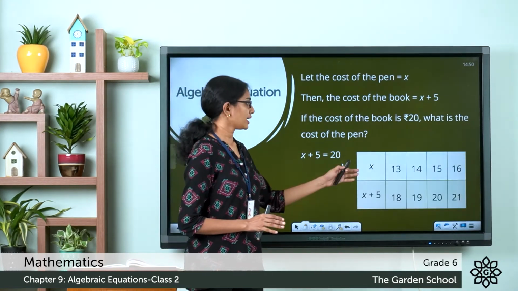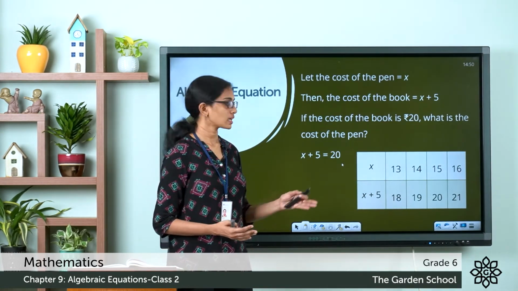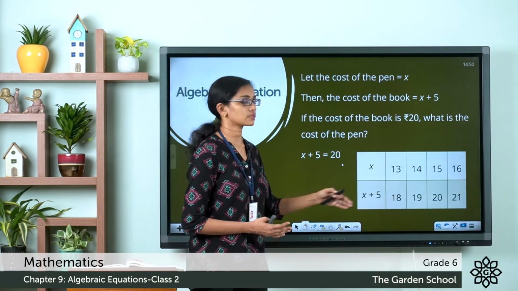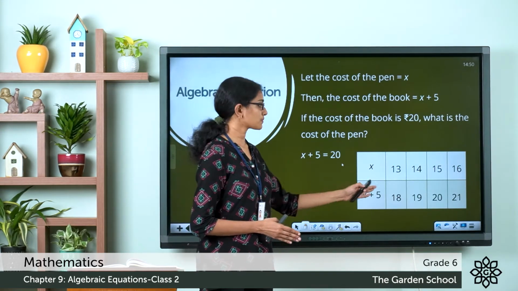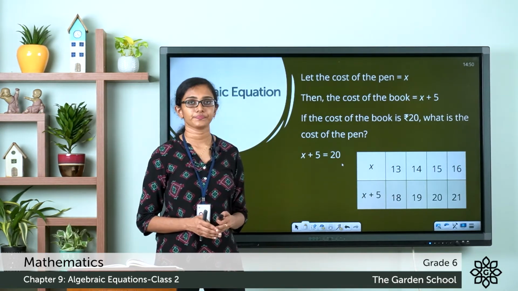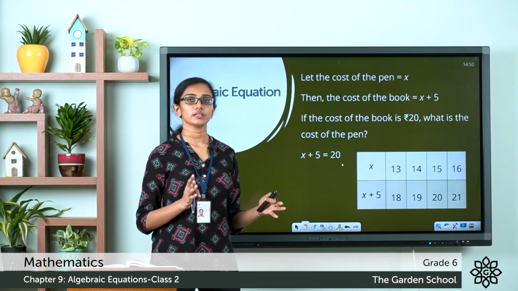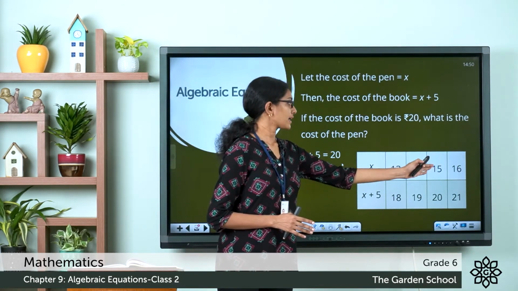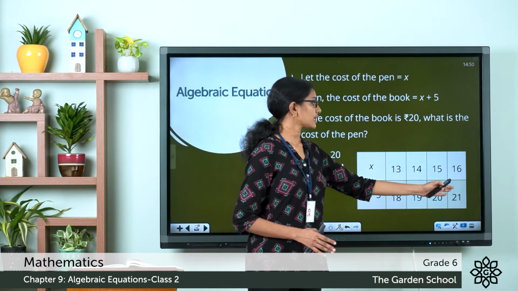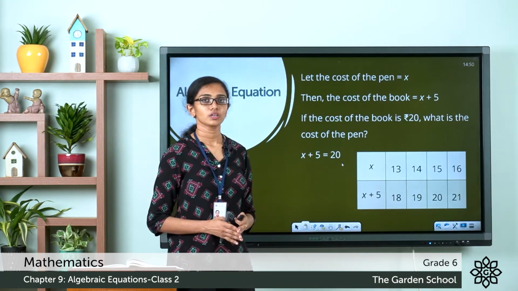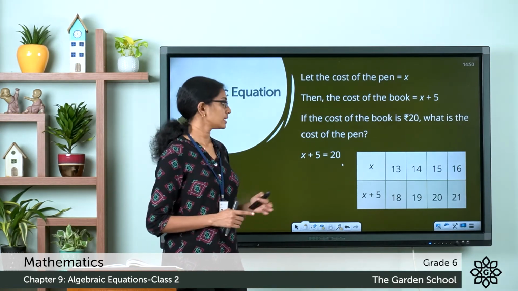So here I have a table. In the first row I have different values for x. The second row shows the corresponding value of x plus 5. So when x is equal to 13, x plus 5 becomes equal to 18. When x is equal to 14, x plus 5 becomes equal to 19. When x is 15, x plus 5 becomes equal to 20, and when x is 16, x plus 5 becomes equal to 21.